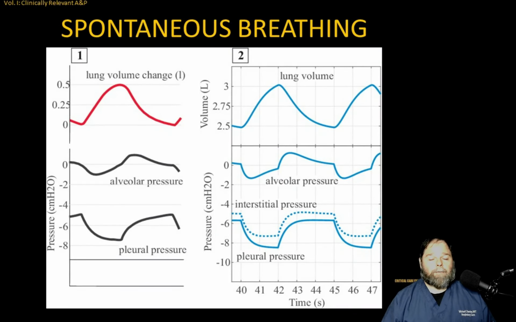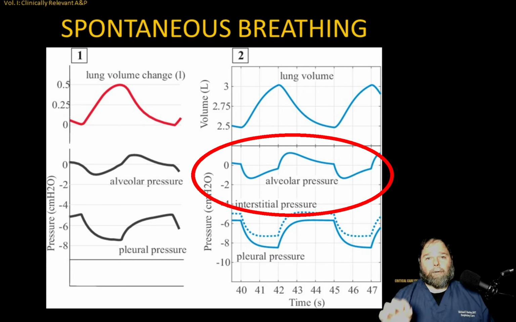Now, remember, all the stuff we've talked about so far is designed to be run by a person all by themselves. They don't need us at all until they get sick. And what you see here is a graph of spontaneous breathing pressures. Here we see lung volume at the top, and then alveolar pressure and pleural pressure. I want you to pay attention to the one in the middle, the alveolar pressure. If you look on your right side under number 2, that's alveolar pressure in spontaneous respirations.